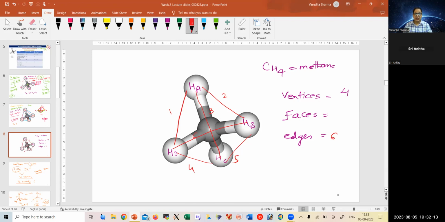Now talking about the faces. So the first face, let me make it clearer.